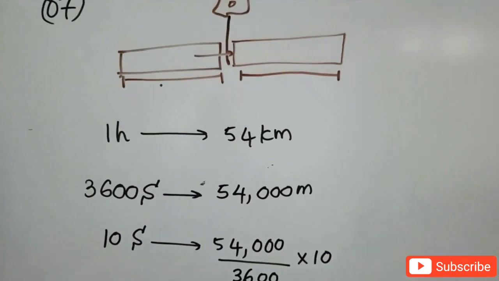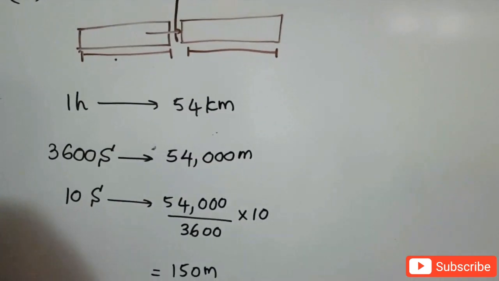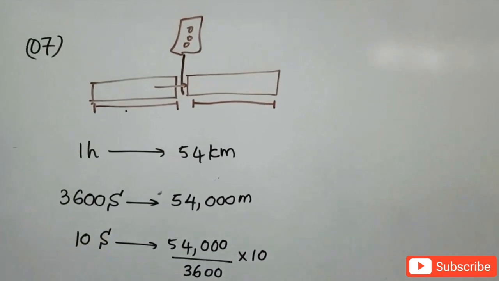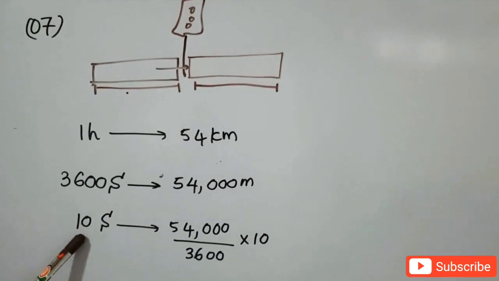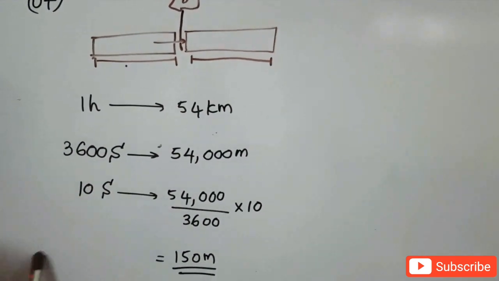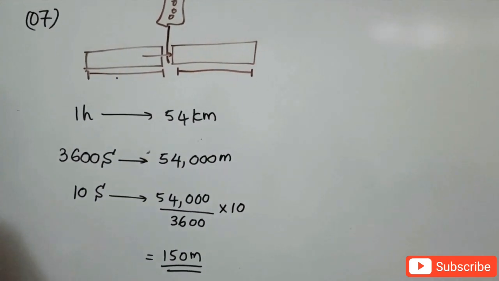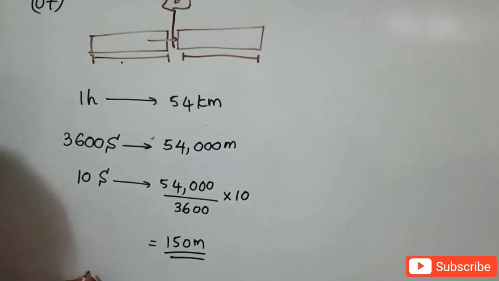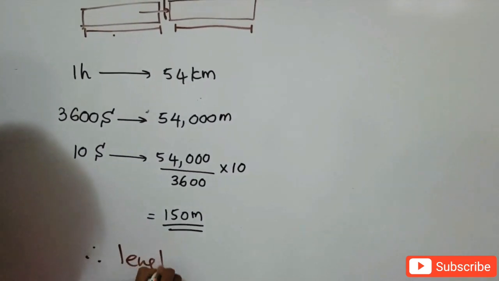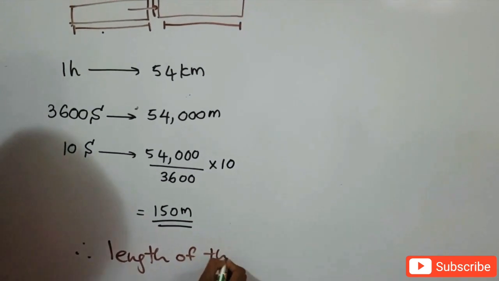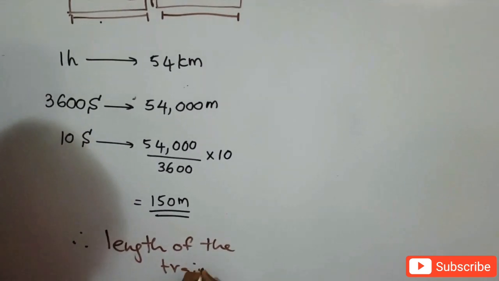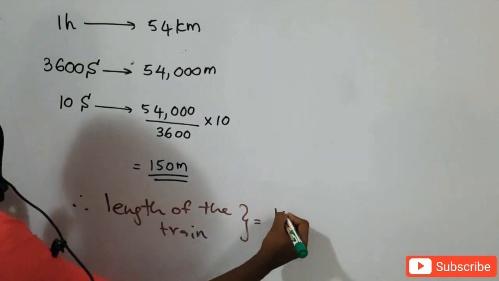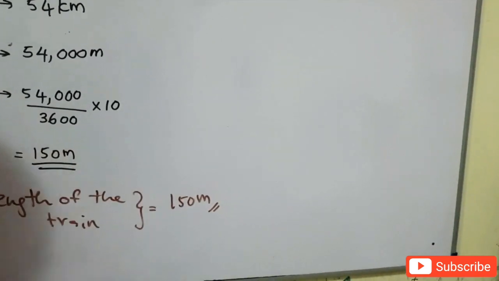54 km per hour means 54 kilometers in 1 hour. 1 hour has 3600 seconds, which is 54,000 meters. Within 10 seconds, 54,000 over 3600 into 10 will give us 150 meters. Therefore, the length of the train will be equal to 150 meters.